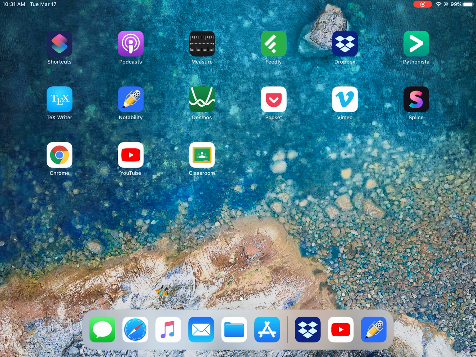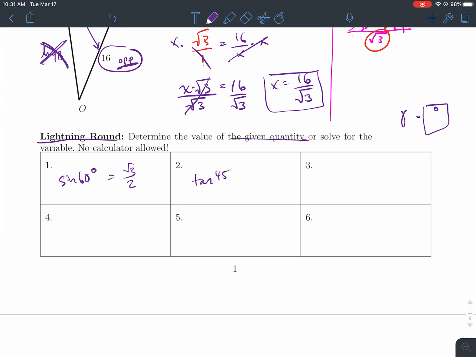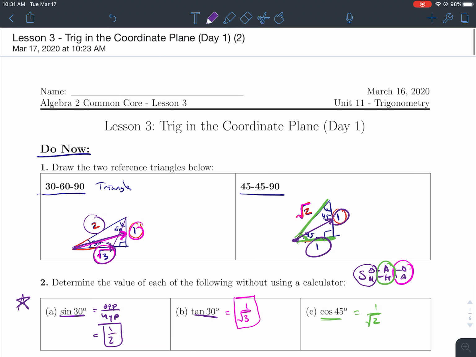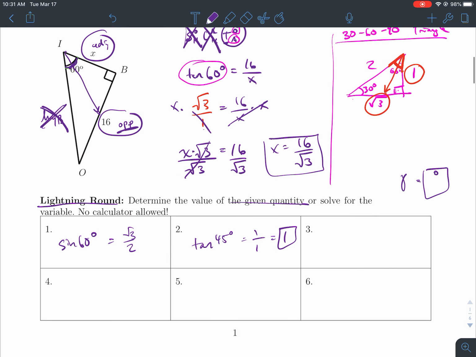Next up, I think, was cosine. Oh man, cosine or tangent of 45. So tangent of 45, we go to our other triangle, opposite over adjacent, 1/1. So tangent of 45 degrees is 1/1, which is just 1. Next up, we had cosine of 30 degrees. So we go to this one here, cosine of 30 is adjacent over hypotenuse, so √3/2.